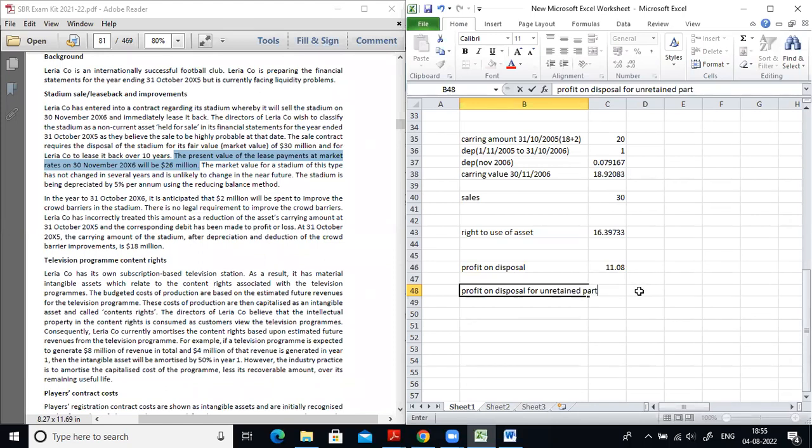So how we will go with this unretained part? The first one is the profit on disposal, which we got as 11.08. Then 30 is our disposal value minus the right to use of asset or the present value. One second. Yeah, the right to use of asset, we got it as 16.39.